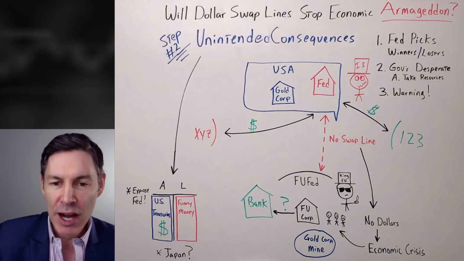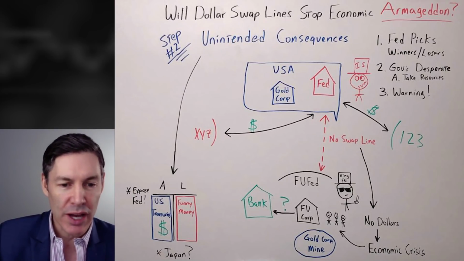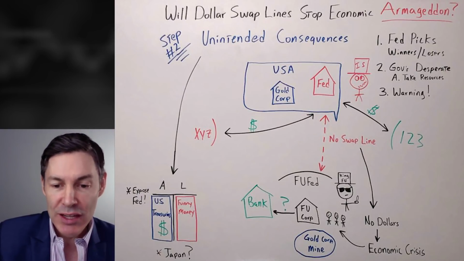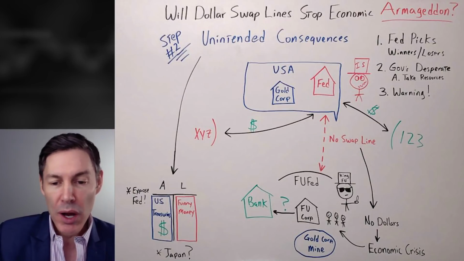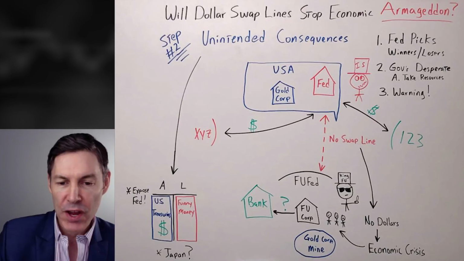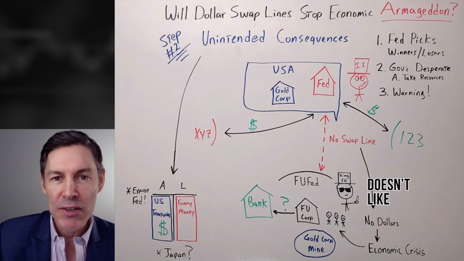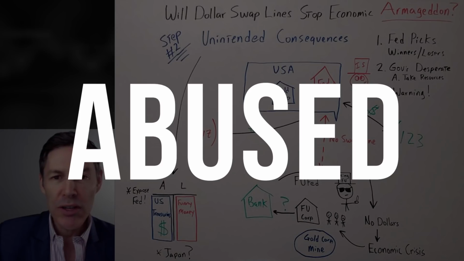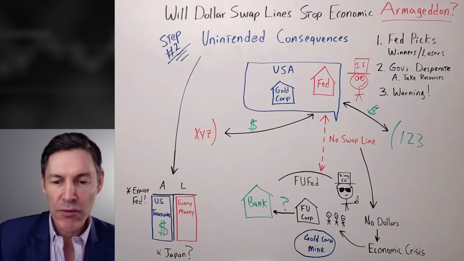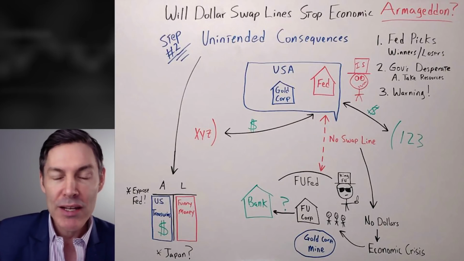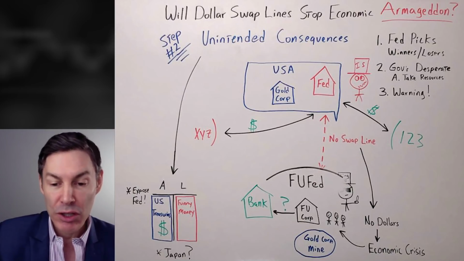So, going back to the unintended consequences, the Fed sets up swap lines with country XYZ and 123, but it doesn't set up swap lines with all the countries who need them. Insert country FU. And of course, they have their fearless leader, King FU. King FU doesn't like your drunk, insolvent Uncle Sam at all. King FU thinks Uncle Sam has abused the power of having the global reserve currency, among many other things, like setting up a military base in his backyard. Doesn't like that one bit either. But the bottom line is the Fed didn't give a swap line to FU.